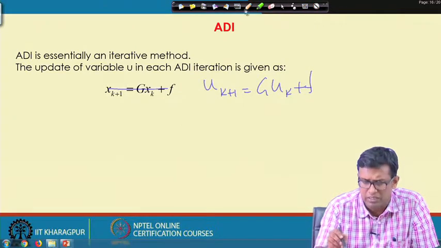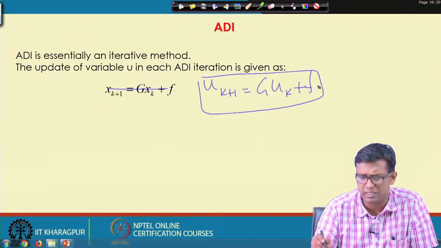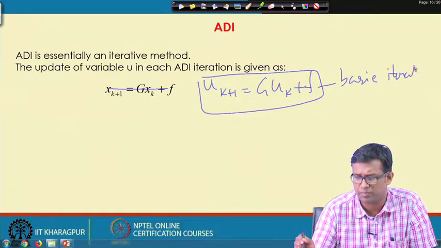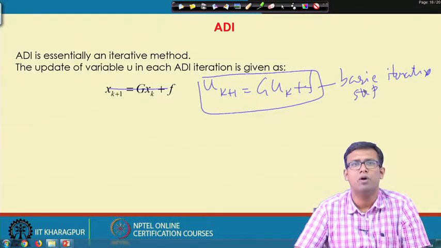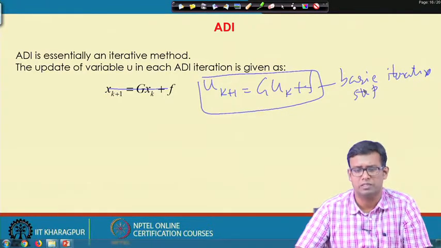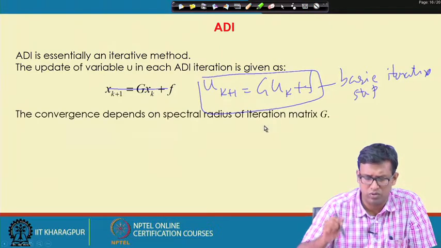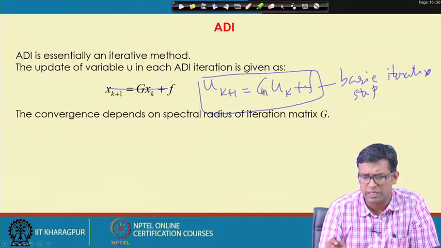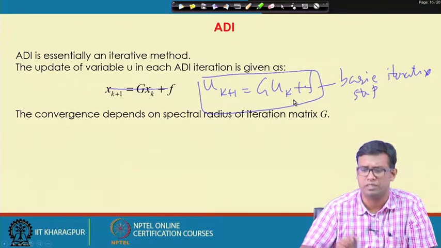I will try to correct it in the slides that we will upload later. So, what is this? This is very similar to the basic iterative step for Jacobi or for Gauss-Seidel. This step is very much similar to that. So, the convergence will depend on the spectral radius of the iteration matrix G.